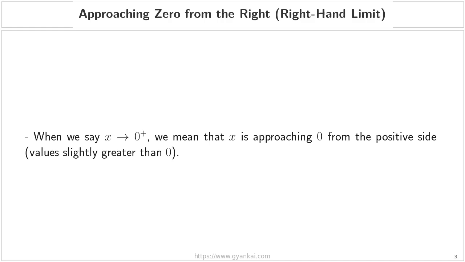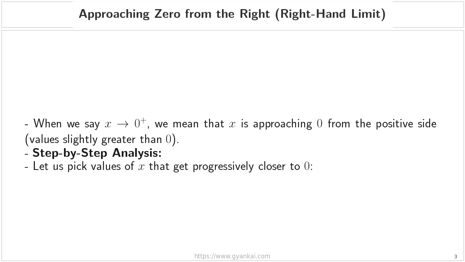Approaching 0 from the right: the right-hand limit. Now that we have established that the reciprocal function is undefined at 0, let's examine how the function behaves as we get closer to that point. We will start by looking at the right-hand limit. When we say x approaches 0 plus, we mean that x is approaching 0 from the positive side. In other words, we are looking at values of x that are slightly greater than 0. To understand this behavior, let's perform a step-by-step analysis by picking values for x that get progressively closer to 0.